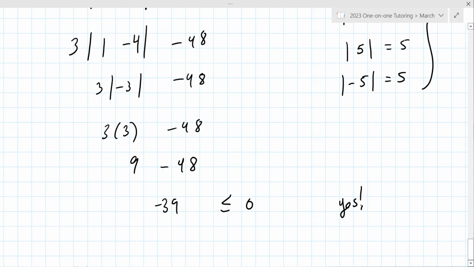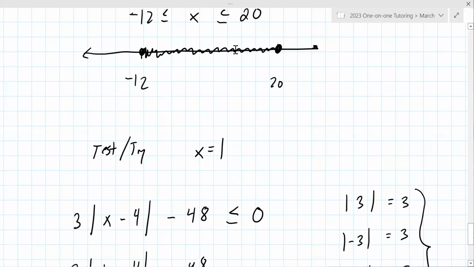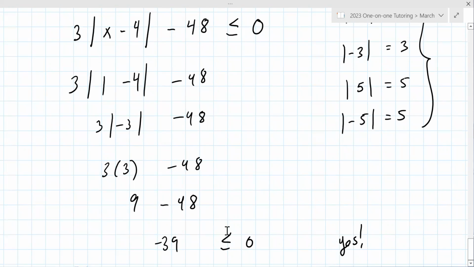Yes. The reason I was showing you this inequality graph on a number line, and telling you that x does work, is because your answer better be consistent with that. This is consistent: -39 is less than or equal to 0, but 39 is not less than or equal to 0. So you almost have a built-in check there to decide if it's right or wrong. Okay, let's try another one here.